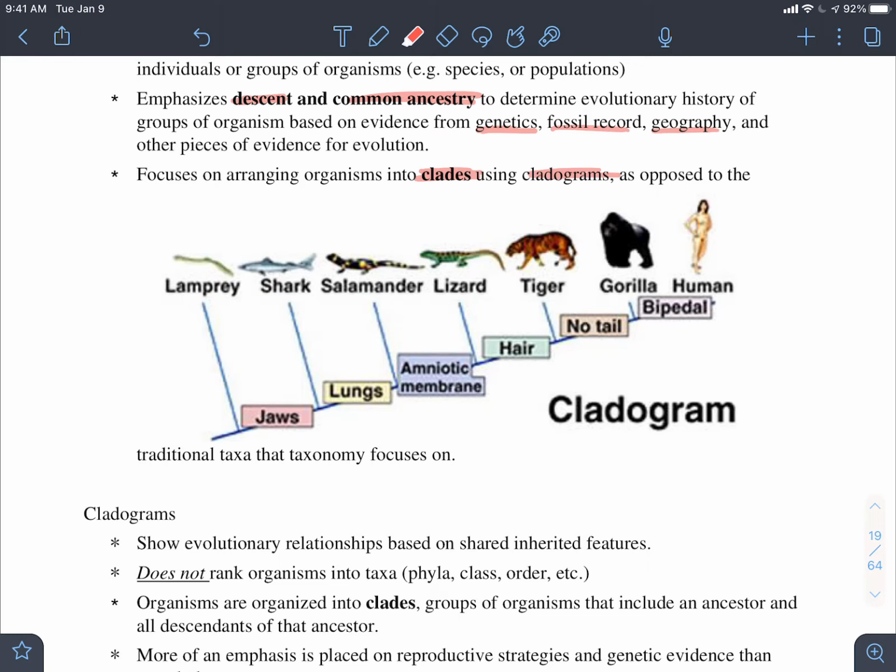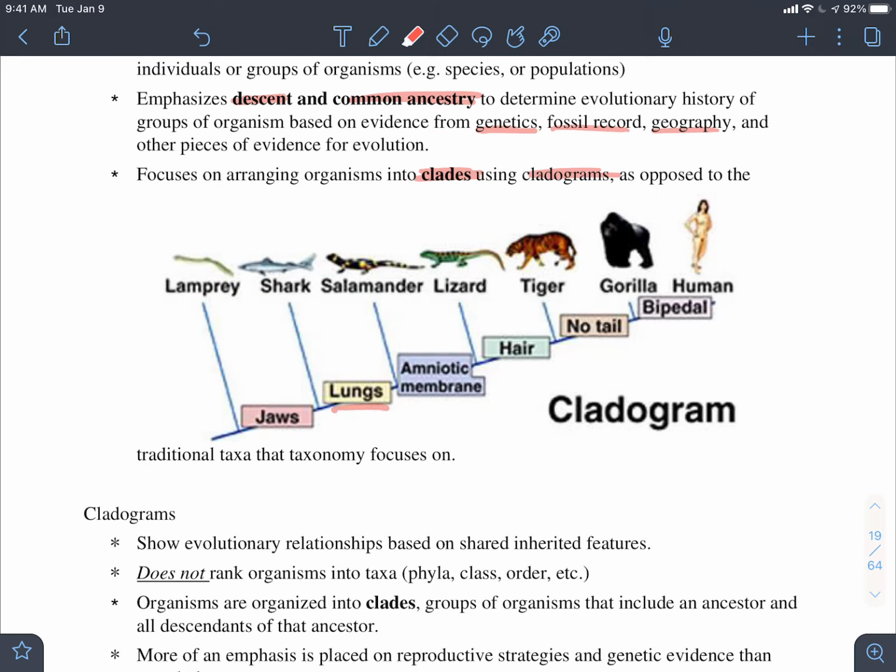So some ancestor of the lamprey, some group of them developed jaws, or many groups of them maybe developed jaws, and then from there, some of those jawed organisms also developed lungs eventually.